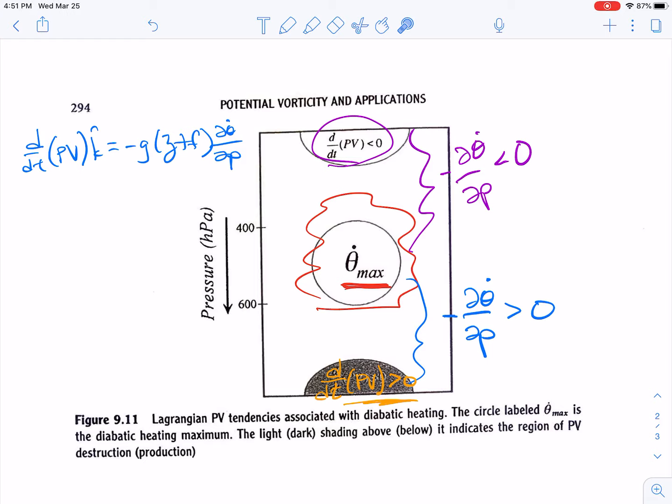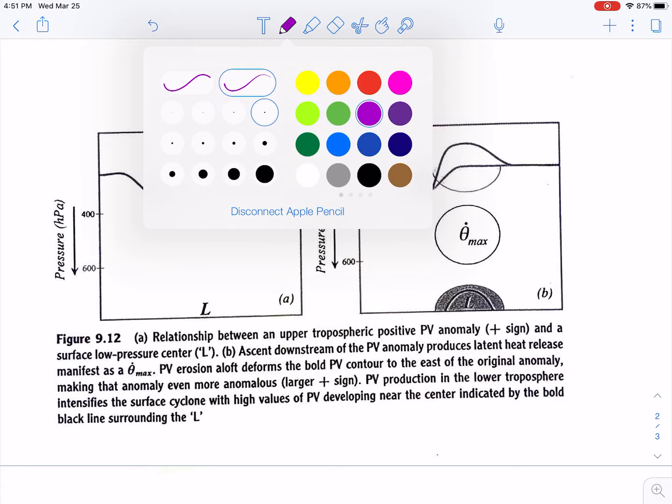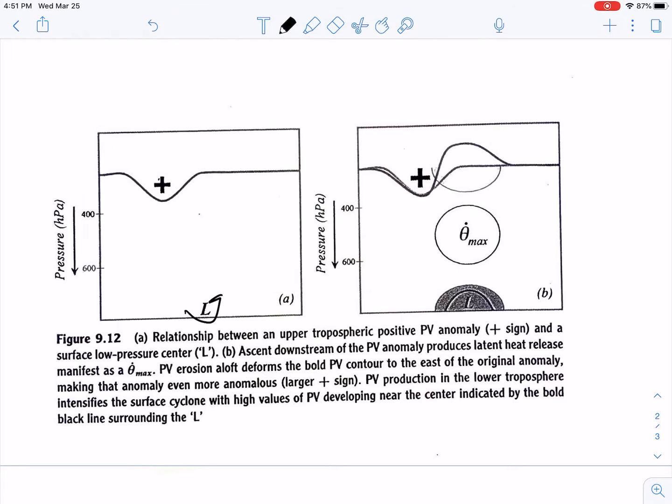And so you might be saying, well, what is this going to do to our overall cyclone? And where would this actually happen with respect to our cyclone? And if we think about our typical mid-latitude cyclone, right, we're going to have that either in the warm sector or just to the east of any sort of upper level anomaly. And so if we go ahead and look at figure 9.12 from the Martin textbook, we can see this in reality.